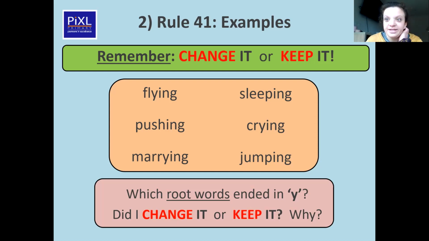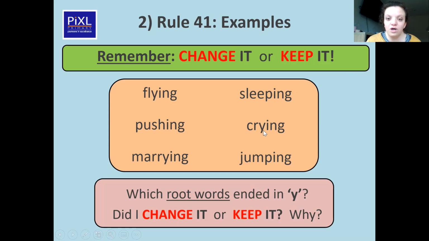Okay, well done. So flying would have been fly, and we would have kept our y because we can't have that double I. Pushing would have been push, and again we've done nothing because we've got our vowel in there, but it's not lonely because it's got two letters after it, so it becomes pushing. Marry ends in y, but we're not going to double that I, so we just add ing: marrying. Sleeping, we've got the word sleep, and we just add ing to the word sleep, so it becomes sleeping.